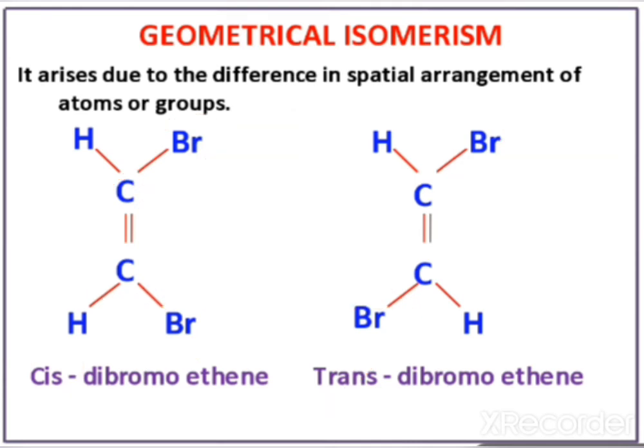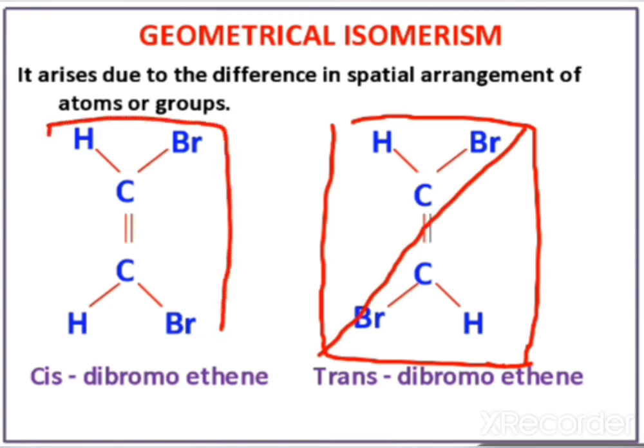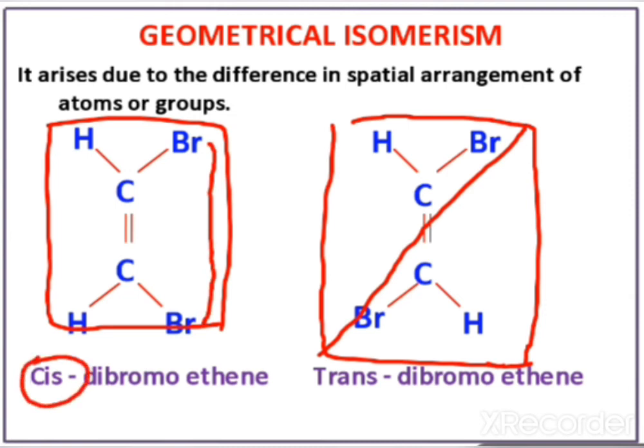So what is cis? Cis means same side, trans means opposite side, in a diagonal. You can see why: if it is a rectangle, then this is the diagonal, and if this is the rectangle, it is the same side. So this is the difference between cis and trans.